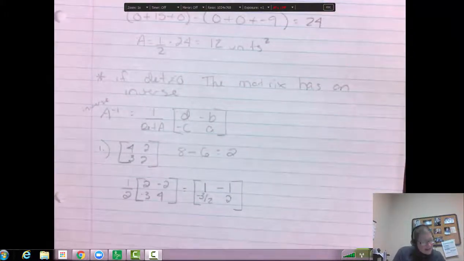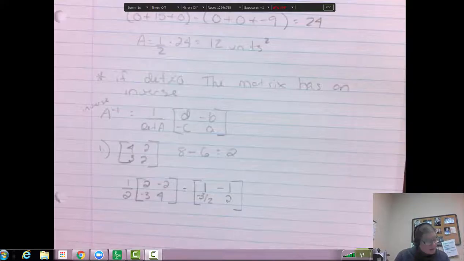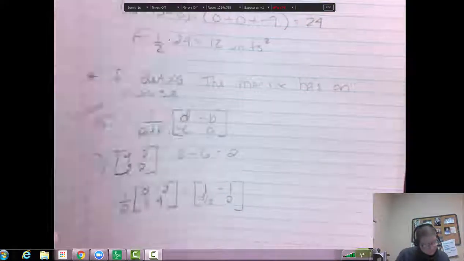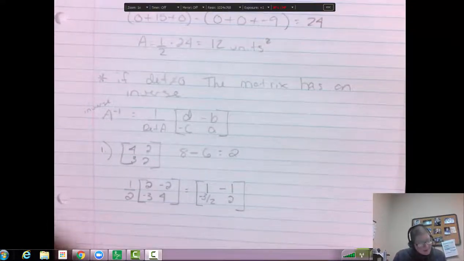So that is how we could use the determinant to find the inverse of a matrix. I should never talk and look at anything; I mess up all the time. And those are the main concepts.